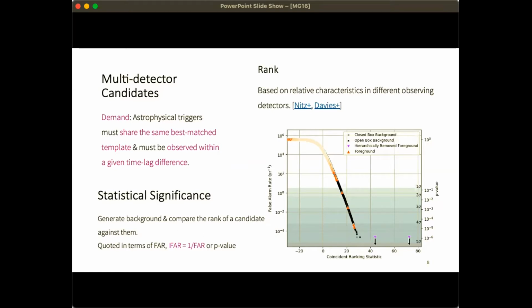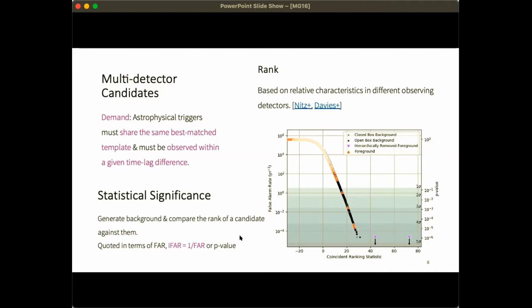As a final step, most gravitational wave searches assign a statistical significance to a candidate by comparing its rank with those from an empirically generated background. For example, in this plot, you can see the distribution of both the foreground and the background triggers in the false alarm rate ranking statistic space. And some pipelines even report the statistical significance in terms of the p-value or the false alarm probability.